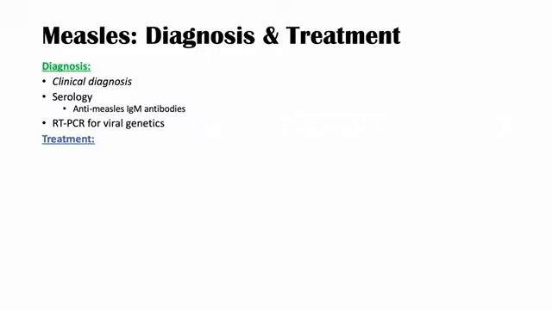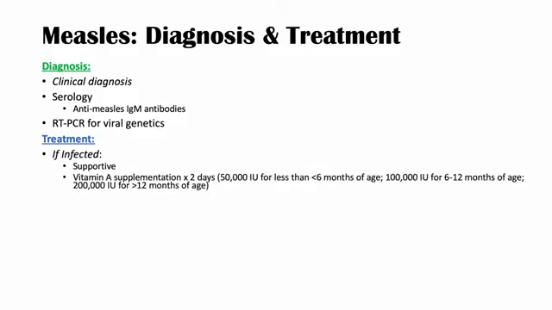How do we treat it? There are several different things we have to take into account with treatment of measles. If the patient is infected with measles, there's really not much we can do. It's a supportive treatment. Because it's a viral infection, there's not a lot we can do. There are a couple things, though. I don't want to leave it at that.